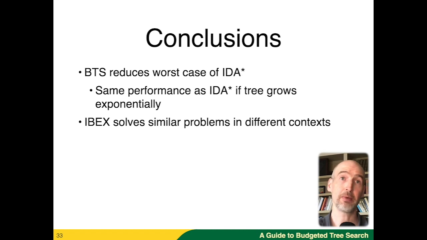To summarize, budgeted tree search reduces the worst case of IDA star. If the tree grows exponentially, it'll behave exactly the same as IDA star, but otherwise it'll have a much better worst case. And IBEX is a more general algorithm that will solve similar problems in different contexts.